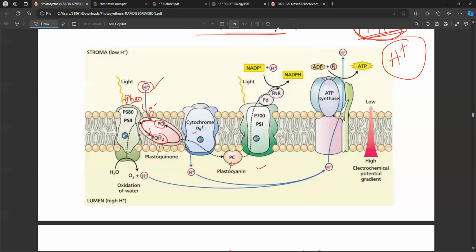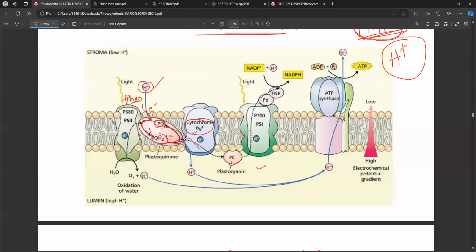Now, all the students try to understand. Do you really think the PQH2, which is a reduced form, will keep the electron with it? Never ever. So it sends the electron to cytochrome b6f. Then upon donating the electron to cytochrome b6f, friends, PQH2 is oxidized back to PQ. We got that point, there's no doubt. Electron is donated to cytochrome b6f, but what about the proton?